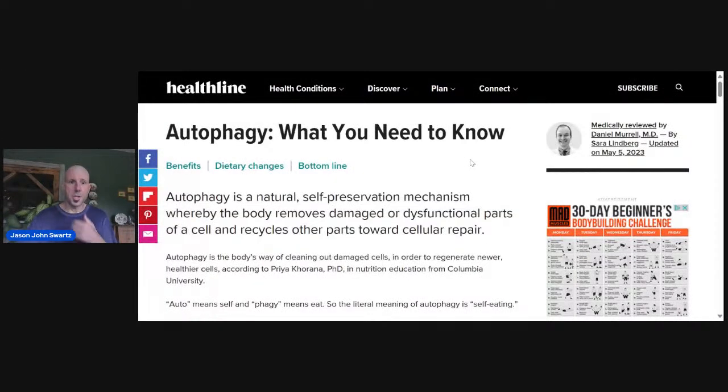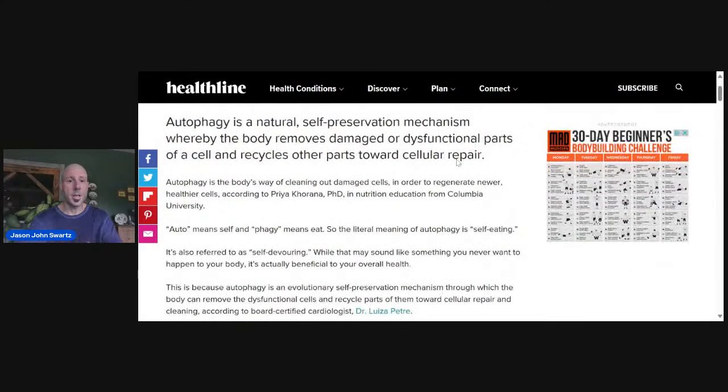Okay, I think that I should be sharing. So I'm taking Healthline, and here's the explanation in this article by Daniel Murray, MD, medically reviewed. I do like Healthline. They do give a lot of citations. Sometimes they give opinions that I don't agree with, but at least you know where the citations are happening. Autophagy, what you need to know. So autophagy is a natural self-preservation mechanism whereby the body removes damaged or dysfunctional parts of a cell and recycles other parts towards cellular repair.